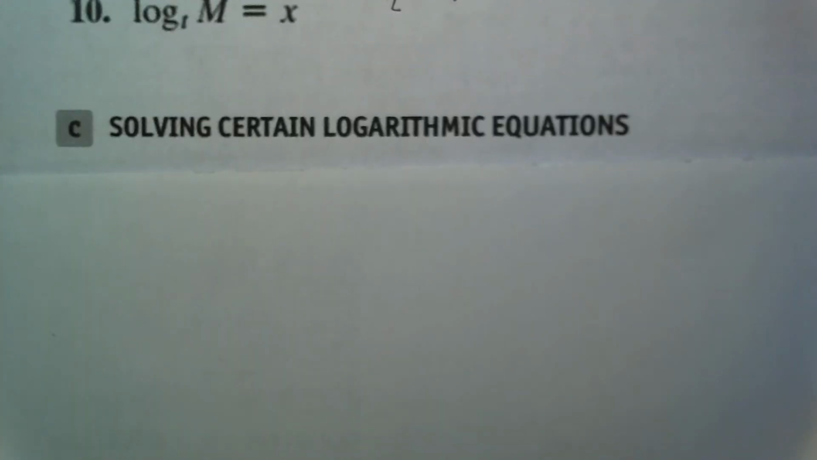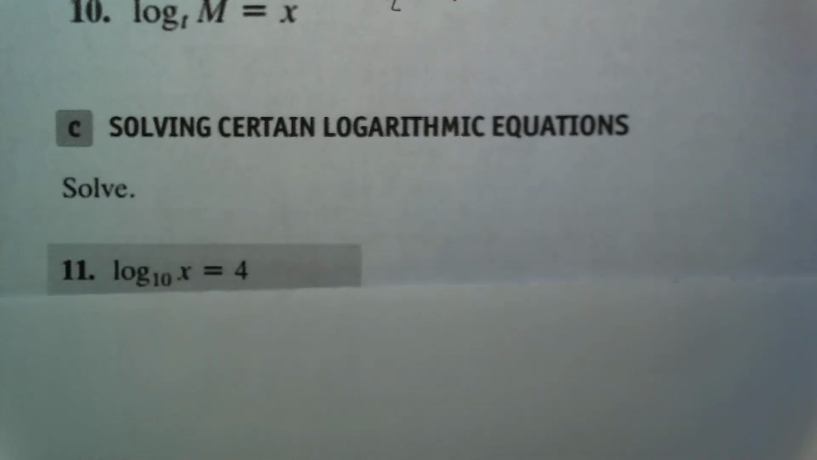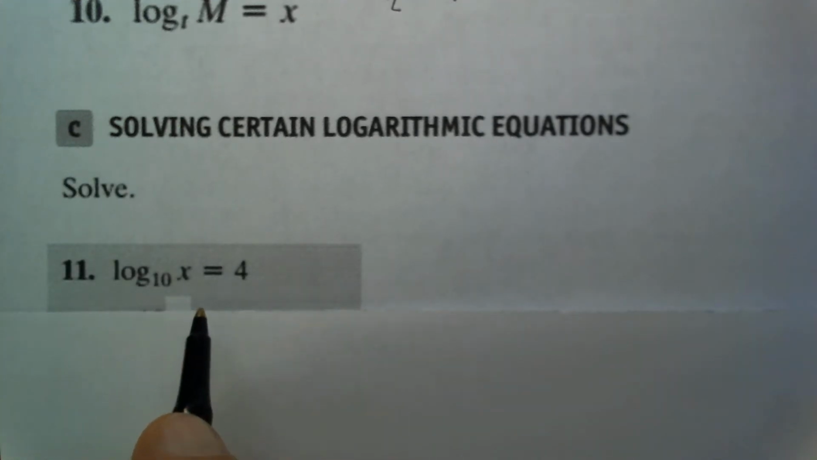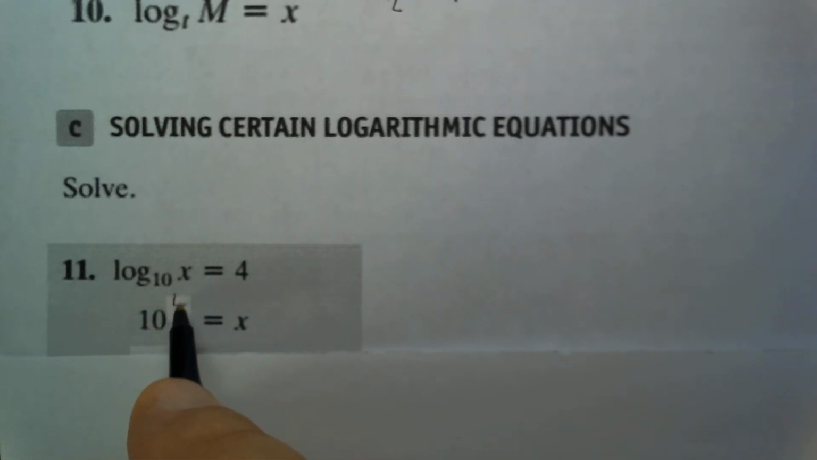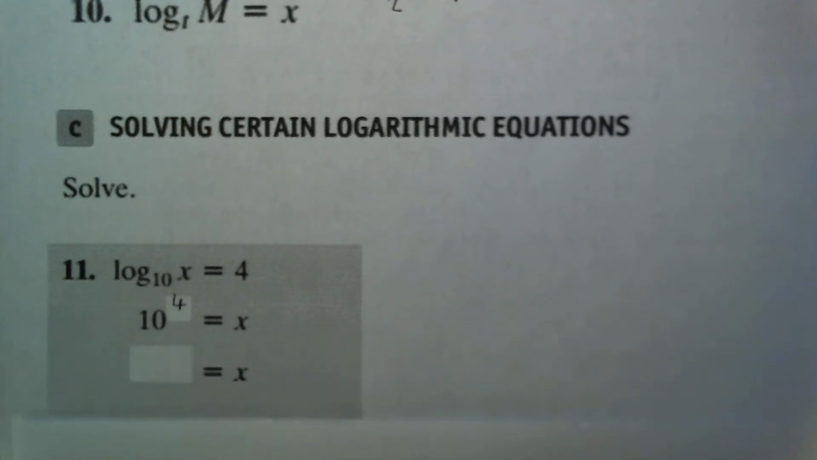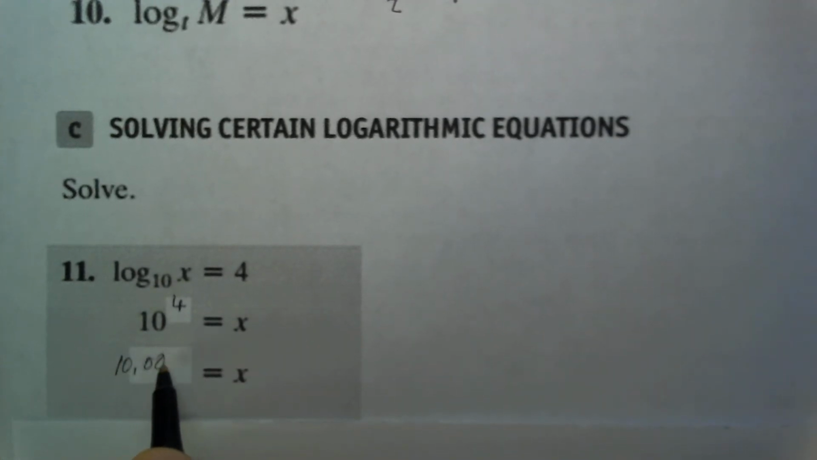Based on the definition of a logarithm, we can solve certain logarithmic equations. For instance, solve log base 10 of x equals 4. What that means is 10 to the 4 equals x, and so x equals 10,000, because 10 to the 4th equals 10,000.